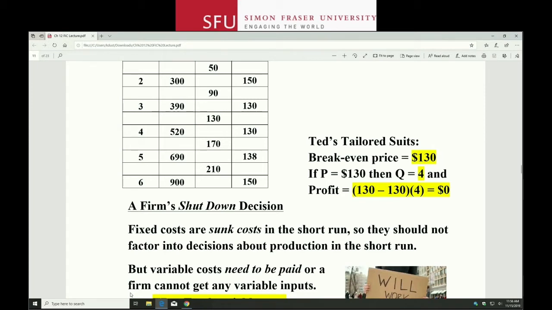If you don't have the money to pay for them, then you would not be able to produce anything, and then we'd say that you would have to shut down. You just wouldn't have enough money to produce anything. So the price has to be high enough so that you're at least paying for your variable inputs. Otherwise, you would not be able to produce. So variable costs need to be paid for, and the price has to be high enough to cover the variable costs.